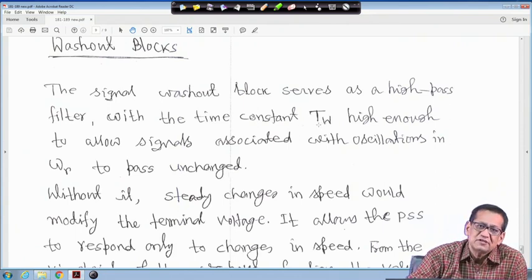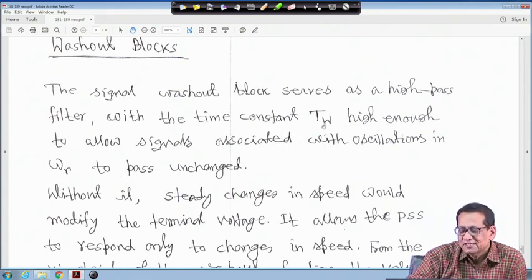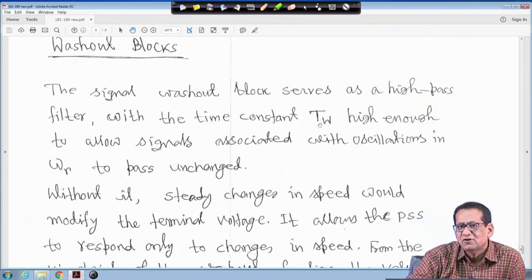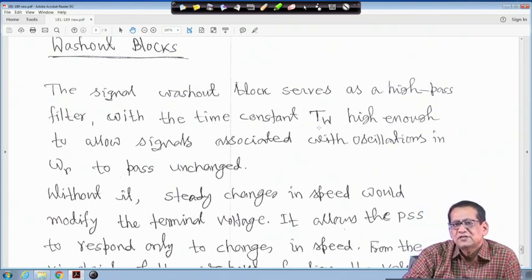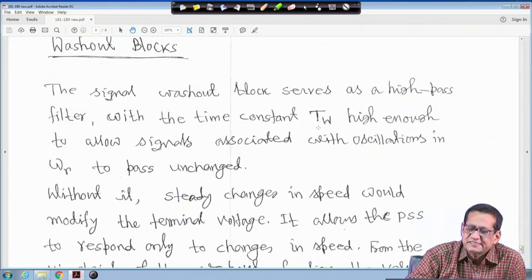From a little simulation experience I have, generally the washout time constant TW is kept between 10 to 20 seconds. Even a little less than that does not affect the system performance much, so there is no need to optimize it. You can select some value between 10 to 20 seconds to allow signals associated with oscillations in omega r to pass unchanged. So it is STW upon 1 plus STW.